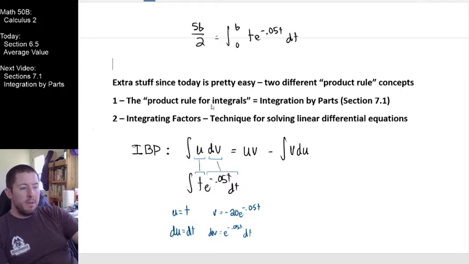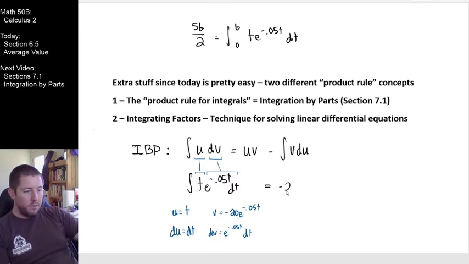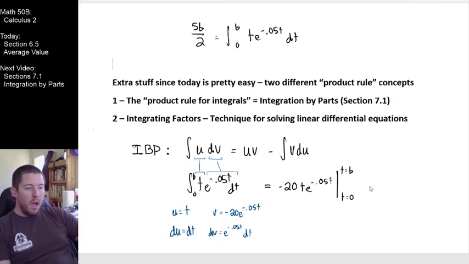So this is going to allow me to rewrite this integral now using these substitutions and this rule. We're going to get a u times a v. That's going to be a product of these two top parts right here: negative 20 t e to the negative 0.05 t. Notice that these are terms not in an integral that came out of an integral. We're going to evaluate these over our given bounds of integration, 0 to b. And it looks like we're subtracting off the integral.